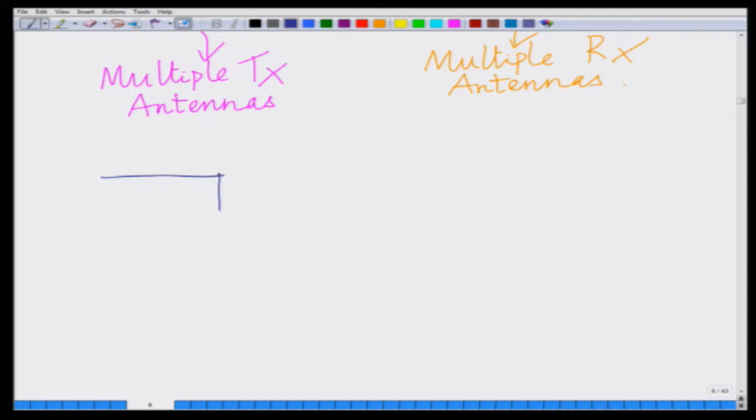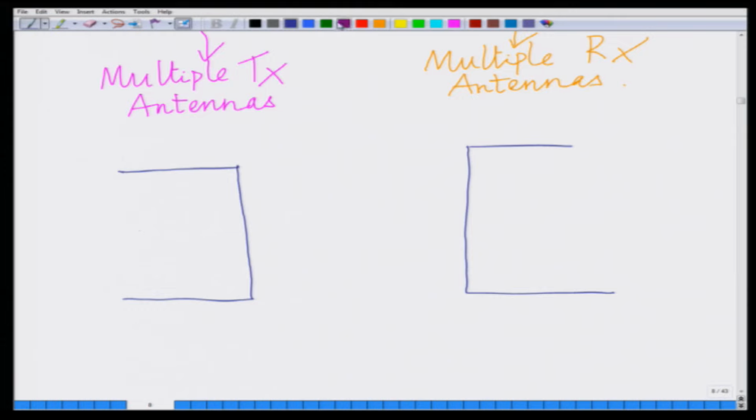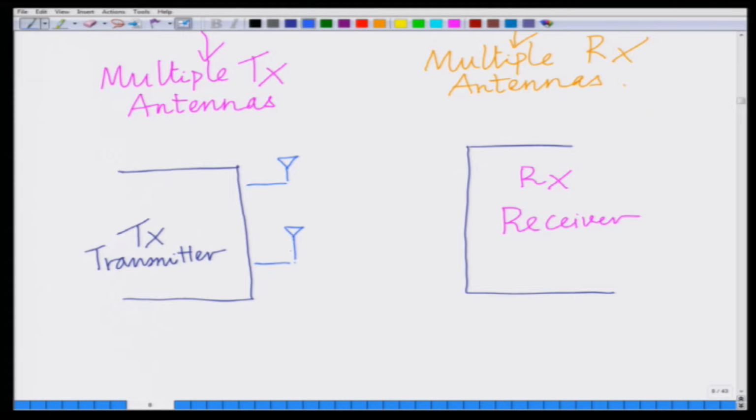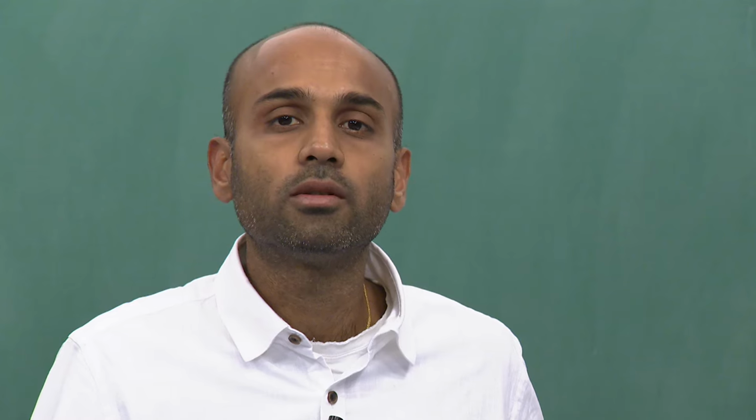For instance, let us consider a simple MIMO system with two transmit antennas and two receive antennas. So I am drawing here a schematic diagram of a simple MIMO system. This is my TX, that is the transmitter, this is the RX, that is the receiver, and to consider a simple example, this basically has two transmit antennas and also two receive antennas.